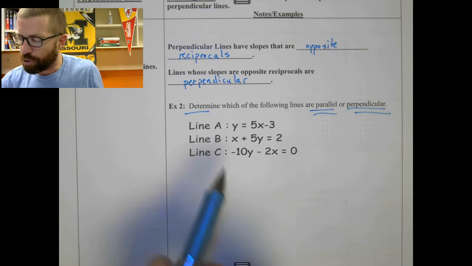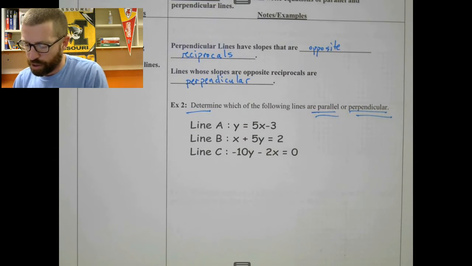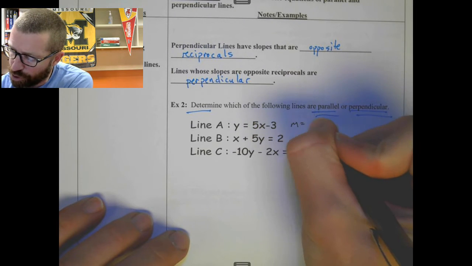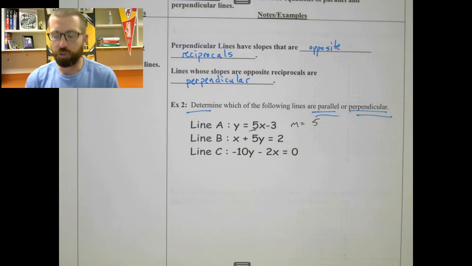So really what you have to do is find the slope for line A, B, and C. So pause the video and do that, and then we'll look at it together. So for line A, the slope is 5. It's already in y equals mx plus b form.